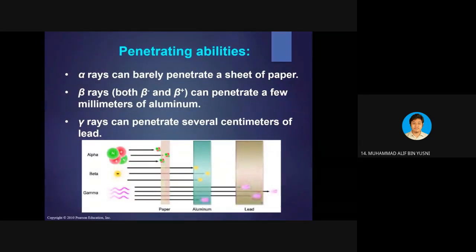For penetrating abilities, alpha rays can barely penetrate a sheet of paper, whereas beta rays, both electrons and positrons, can penetrate a few millimeters of aluminium, and gamma rays can penetrate several centimeters of lead. Here we have a diagram for you to have a clear view of the penetrating abilities.